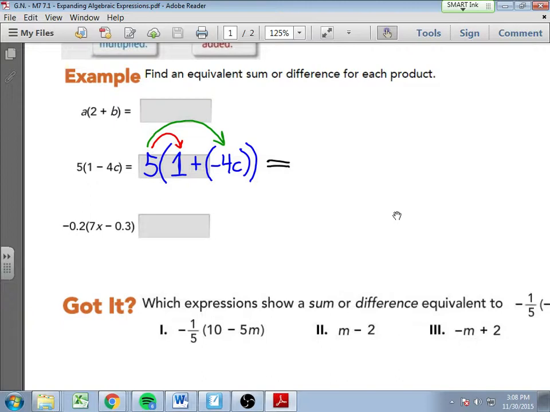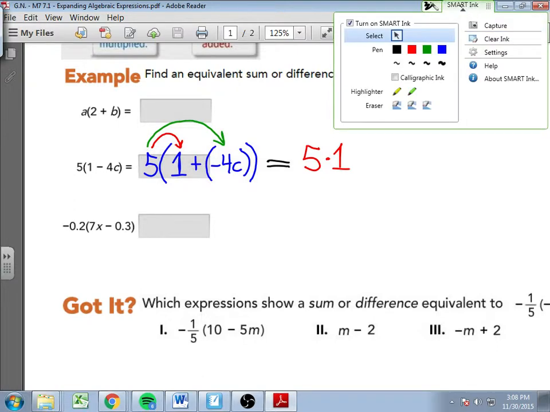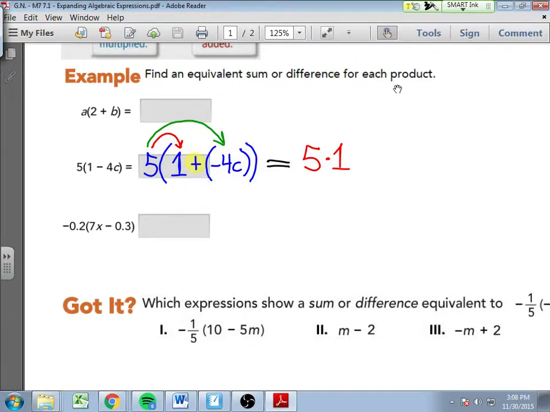Sam, what is my first multiplication that I do here? My red arrow, essentially. 5 times 1. Yeah, 5 times 1. Then, because I changed this to addition, I know that I can just put a plus between my terms. So, Reed, what is the second multiplication that happens? 5 times 4. Now, here's the thing. You might be right if you have a minus here. Because I have a plus, I have to do 5 times negative 4c.